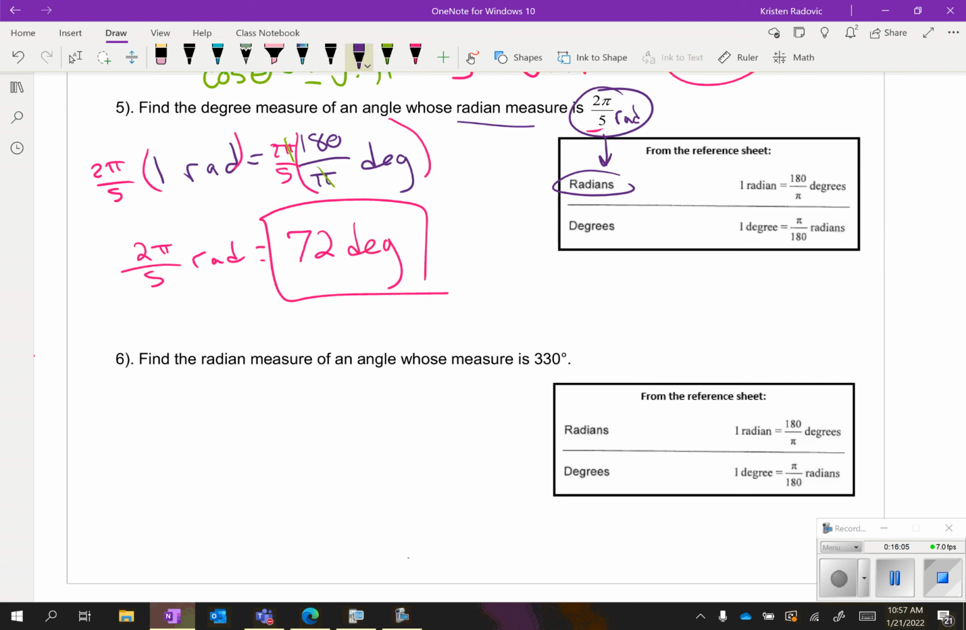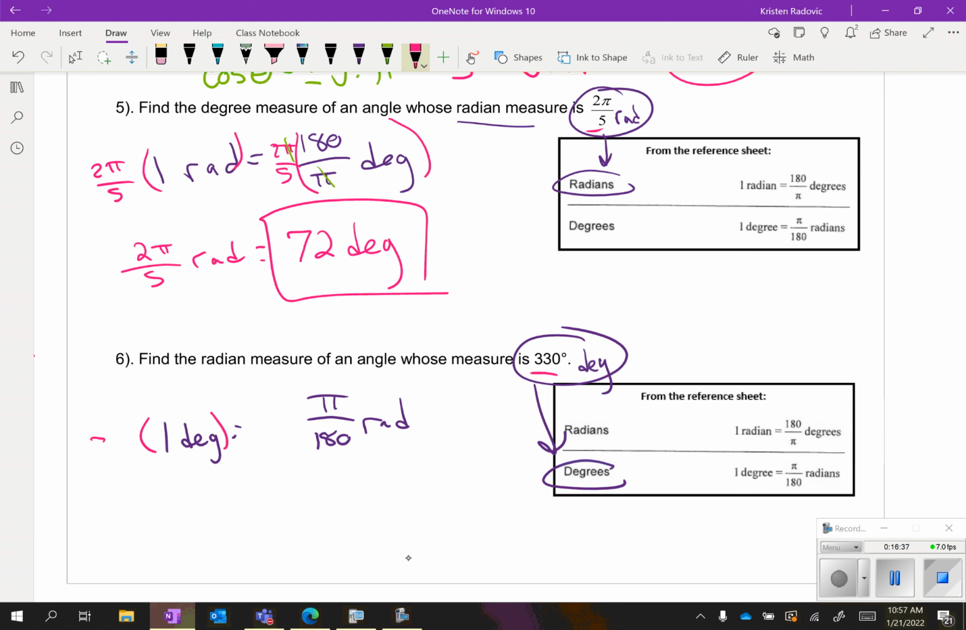For the next one, they want you to find the radian measure of an angle whose measure is 330 degrees. Circle the number and notice the units on that number. Those units are degrees. We even have the degree symbol, right? So we're going to go to the degree formula and use that one. 1 degree is equal to pi over 180 radians. We don't have 1 degree, we have 330 of them. So 330 times 1 is 330 degrees.